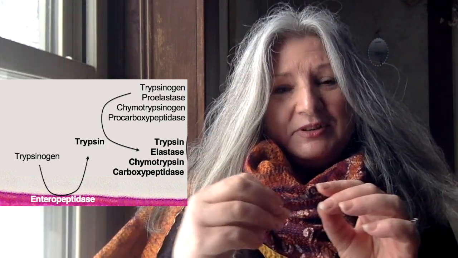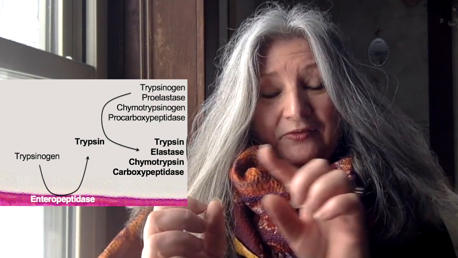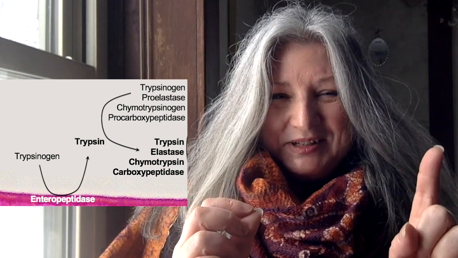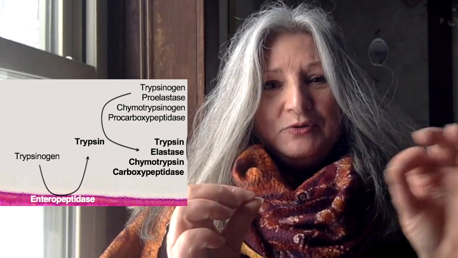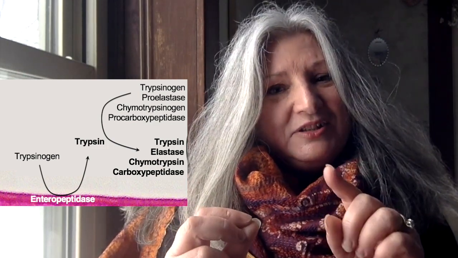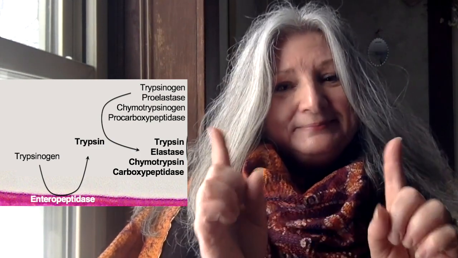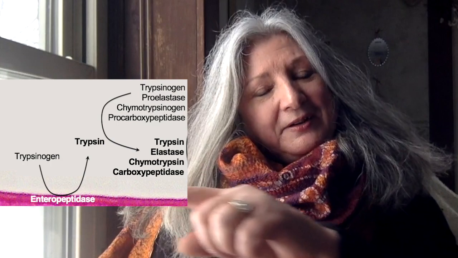So when the zymogens come in from the pancreas, you first start off with trypsinogen. Now trypsinogen is the zymogen. You know it's a zymogen because it has -ogen at the end. These zymogens are either going to have -ogen at the end or pro- at the beginning. That's how you know.